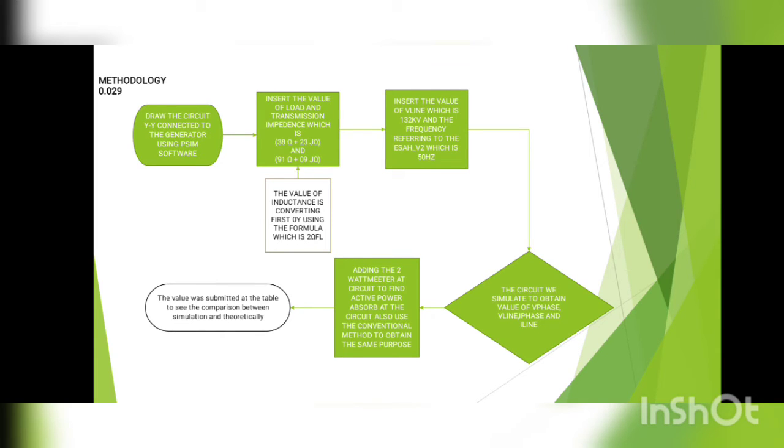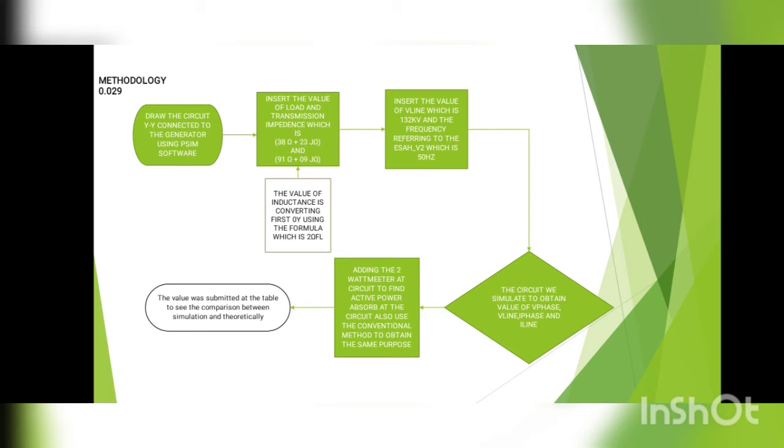Methodology. The methodology is, first, draw the circuit of the wire-connected generator using simulation software, and then insert the values of load and transmission impedance, which are 38 ohm plus 23j ohm and 91 ohm plus 909j ohm. At this part, the value of inductance is converted first to reactance using the formula 2πfL.